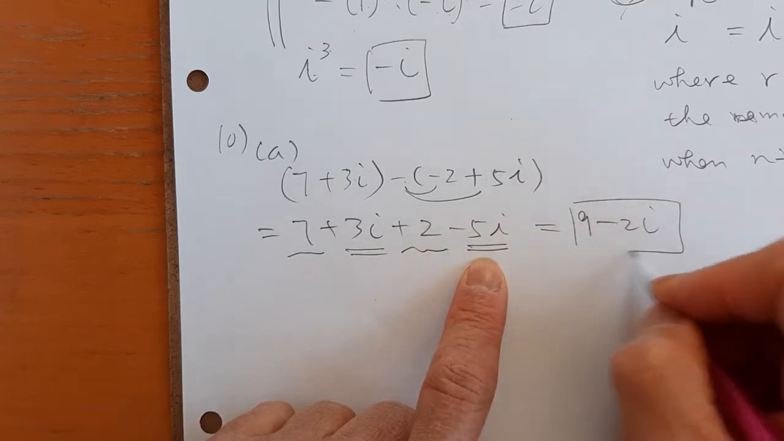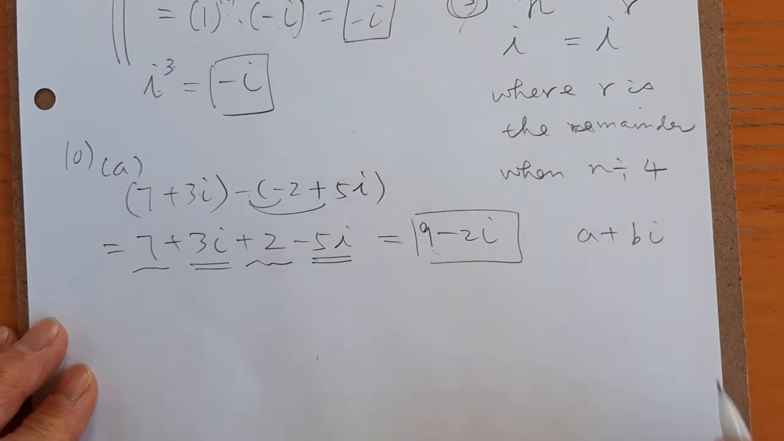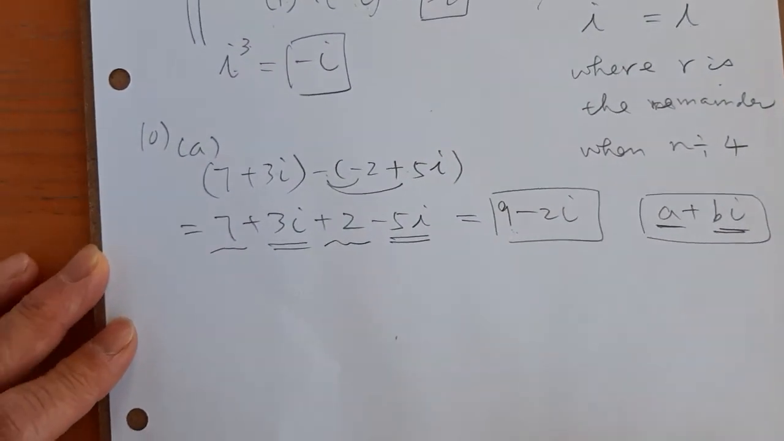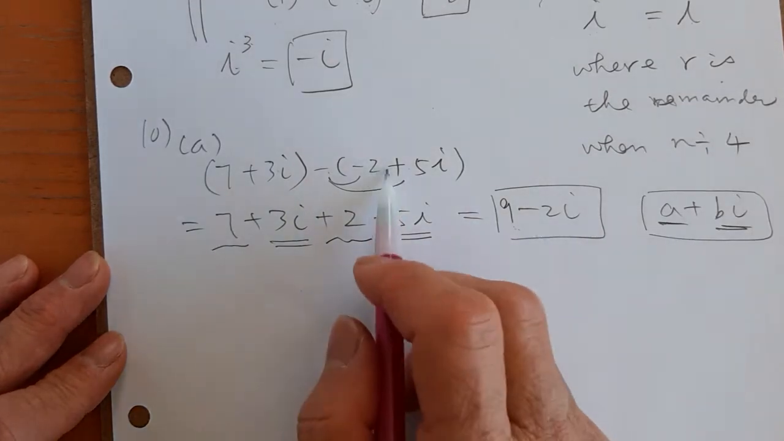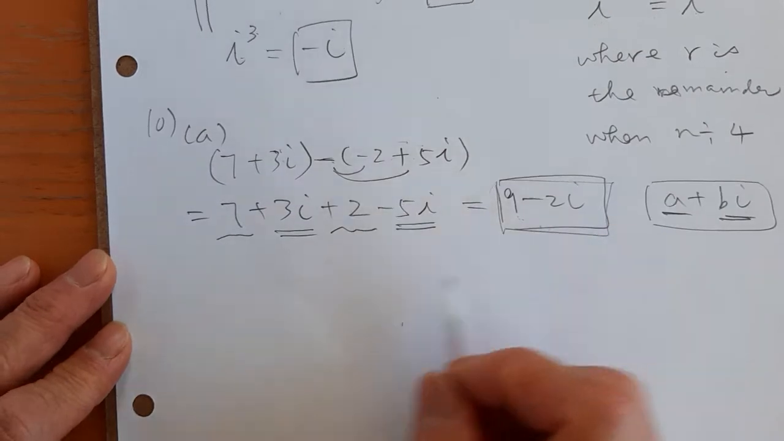2i. And this is a complex number in a plus bi form, with the real part and the imaginary part. So there's a complex number. Two complex numbers subtract and get one complex number.